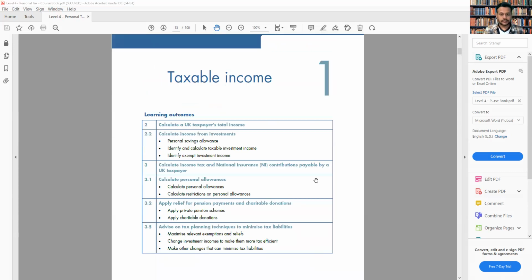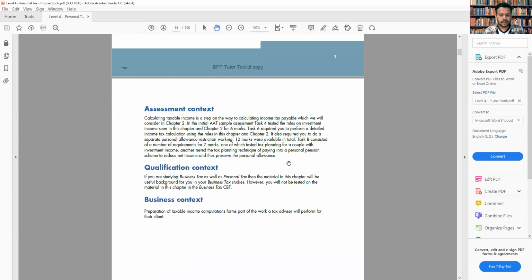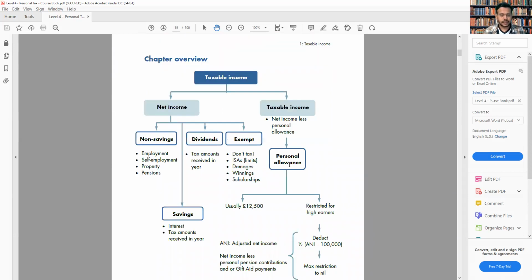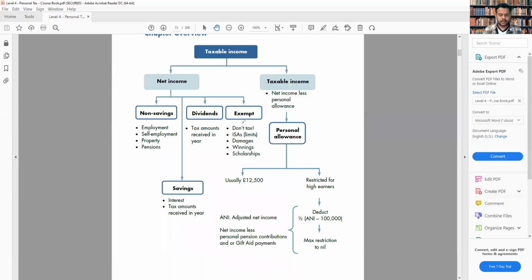start number 1. Chapter number 1 is called taxable income. So let's have a look what you have here. What you're going to learn from this chapter. So you have a chapter overview. Chapter overview tells us what you're going to learn from this chapter. So let's have a look at this one, what you're going to cover from this area.